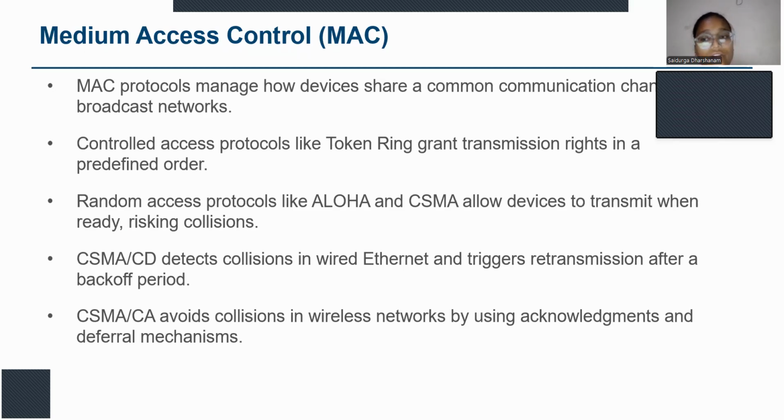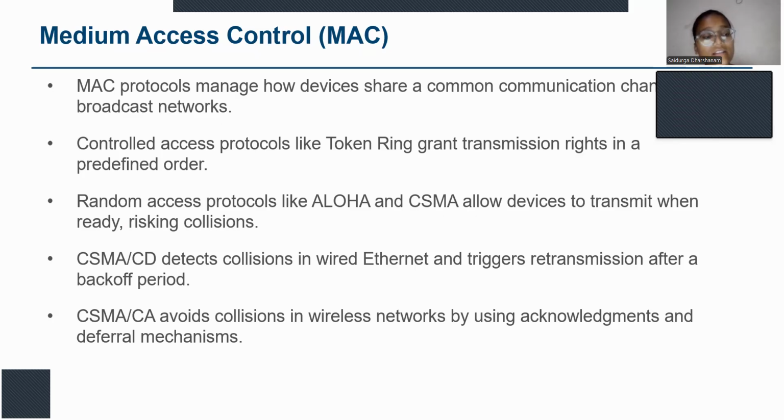MAC protocols manage how devices share a common communication channel in broadcast networks. Controlled access protocols like token ring grant permission to transmit in a predefined order. Random access protocols like ALOHA and CSMA allow devices to transmit when ready, risking collisions. CSMA/CD detects collisions in wired Ethernet and triggers retransmission after a backoff period. CSMA/CA avoids collisions in wireless networks by using acknowledgements and a deferral mechanism.